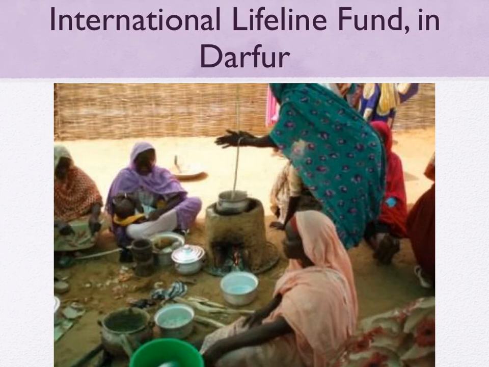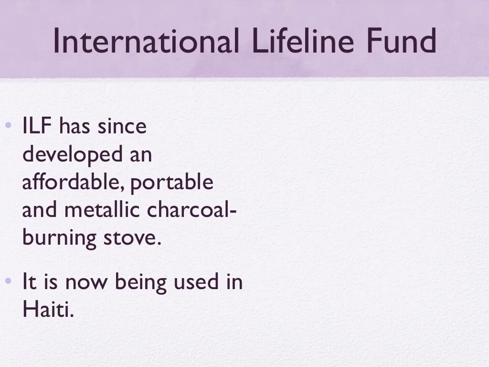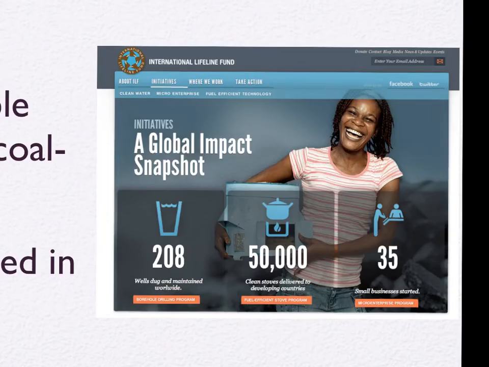Alright, so here's a picture of them using them. So, the International Lifeline Fund has since developed an affordable, portable, and metallic, as opposed to clay, charcoal burning stove, and that's now being used in Haiti. And as this image shows, at the time this image was taken, 50,000 clean stoves have been delivered in developing countries. That's a lot of people being helped.